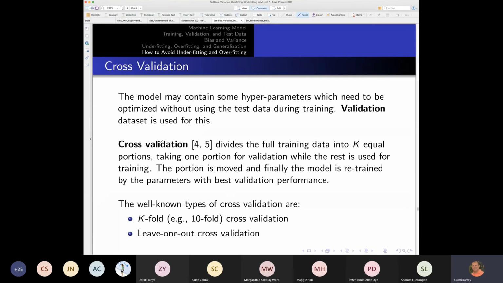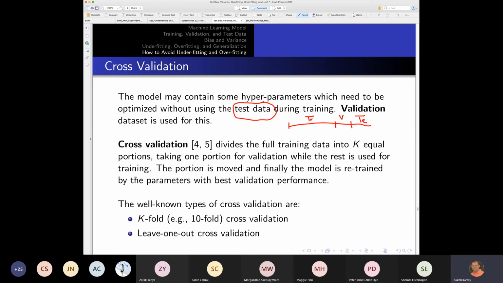Cross-validation, so let me end the lecture with cross-validation. The model may contain some hyperparameters which need to be optimized without using the test data during validation. So the validation set is used for this. The test data is something that we hide from the system. So there are two sets. The validation is like early testing data, and then the testing is the final set of error. Remember, we have the training data, which is divided into validation and training, and here we have testing.